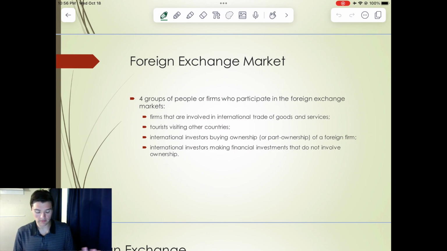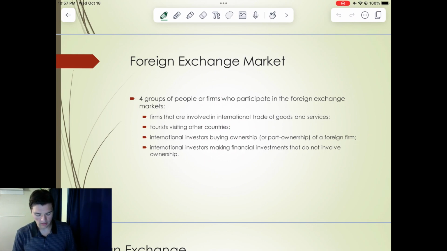We have the tourists visiting other countries. So, if you were going to Ireland or Iceland, right, you are having to use their currency. International investors buying ownership or part ownership of a foreign firm. So basically, if I wanted to buy into a company in a foreign country, I need to make sure I'm using the foreign currency over there. So I will have to be in the foreign exchange market in order to participate in buying that firm.